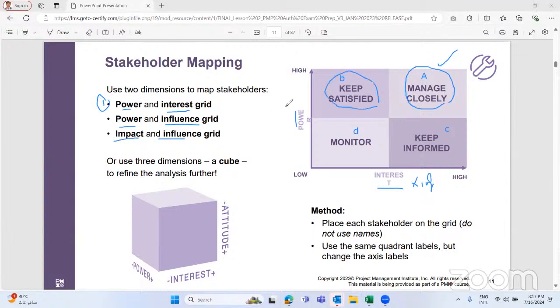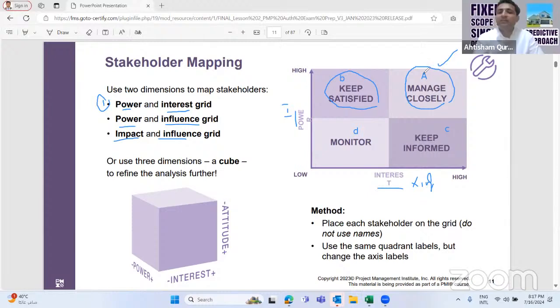The third one is impact and influence also. So if you replace power with impact and you replace interest with influence, nothing changes. The strategy remains the same: the people who have less influence, less impact, what will you do? You will monitor them. Make sense?